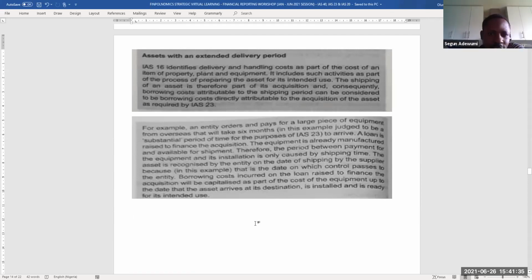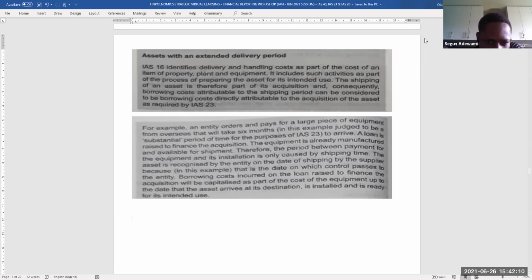Okay. Assets with an extended delivery period. IAS 16 identifies delivery and handling costs as part of the cost of an item of property, plant, and equipment. It includes such activities as parts of the process of preparing the asset for its intended use. The shipping of an asset is therefore part of its acquisition, and consequently, borrowing cost attributable to the shipping period can be considered to be borrowing cost directly attributable to the acquisition of the asset as required by IAS 23.